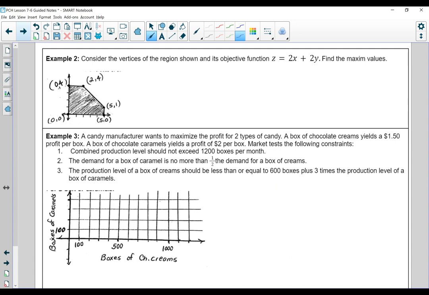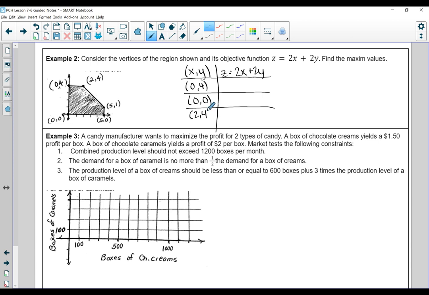The reason why I want to go through this example, even though we just did one and I didn't even make you graph it, is that we're given all the vertices. So we have our x and our y, and then our z. So z is 2x plus 2y. Where are my ordered pairs? (0, 4), (0, 0), (2, 4), (5, 1), and then we've got (5, 0).